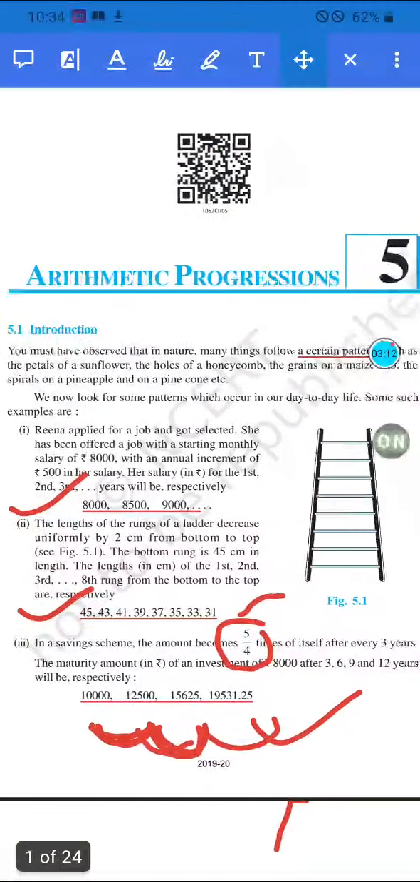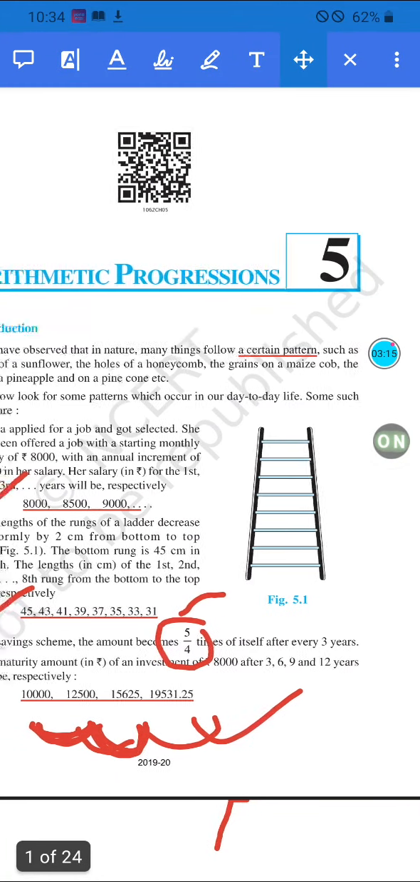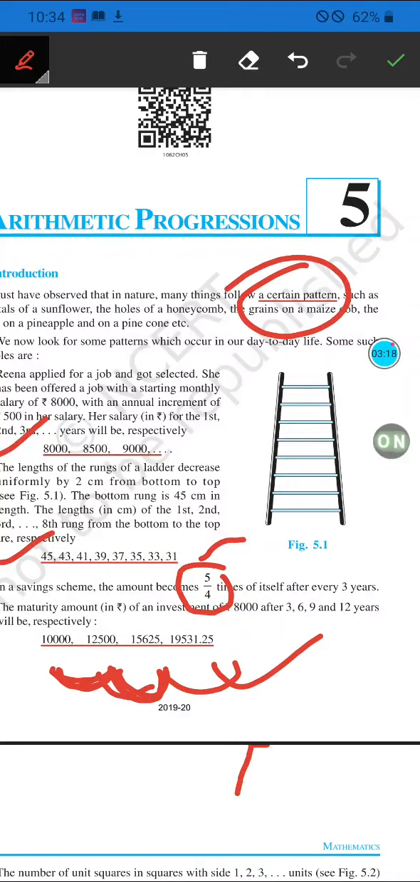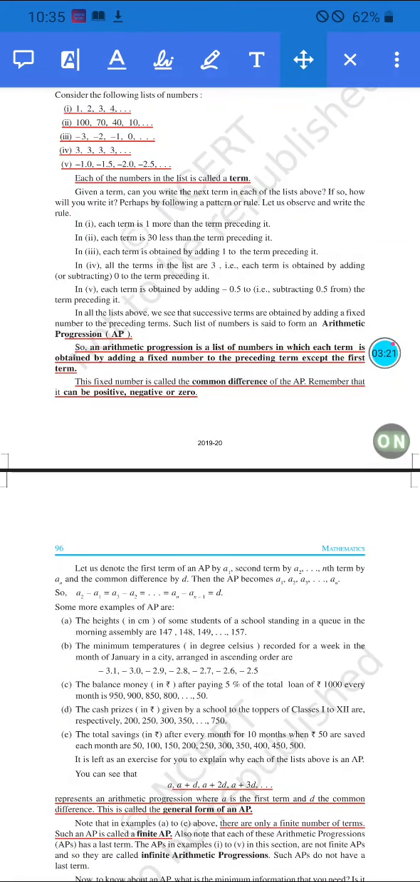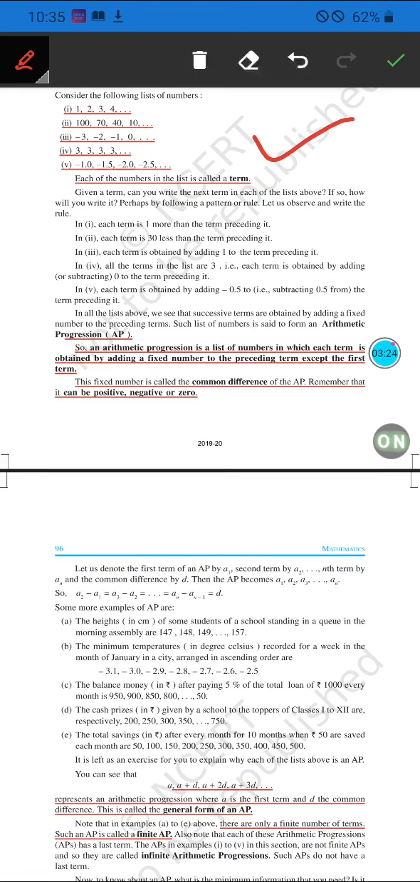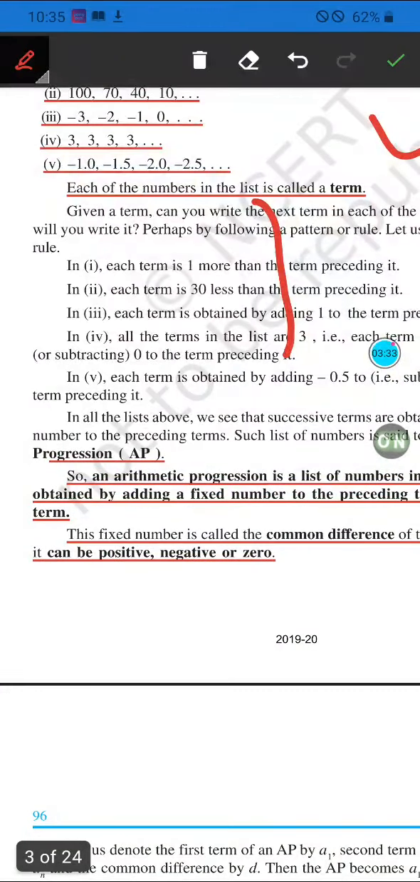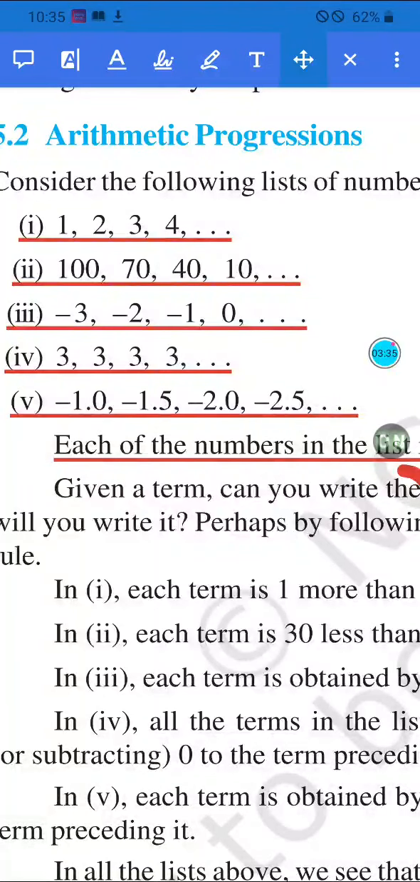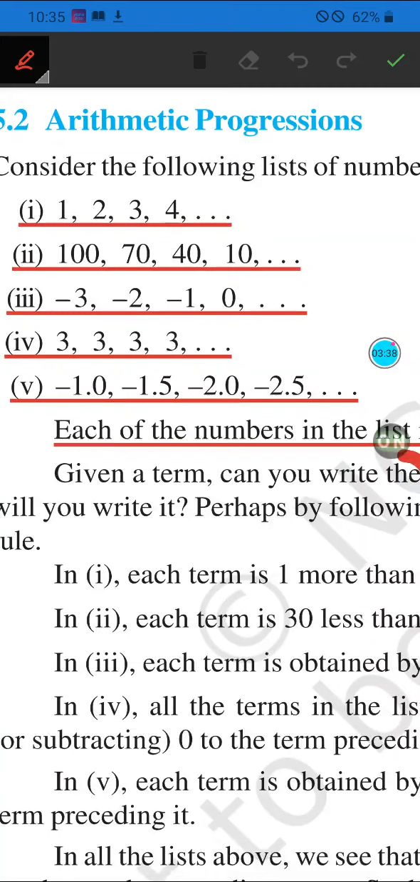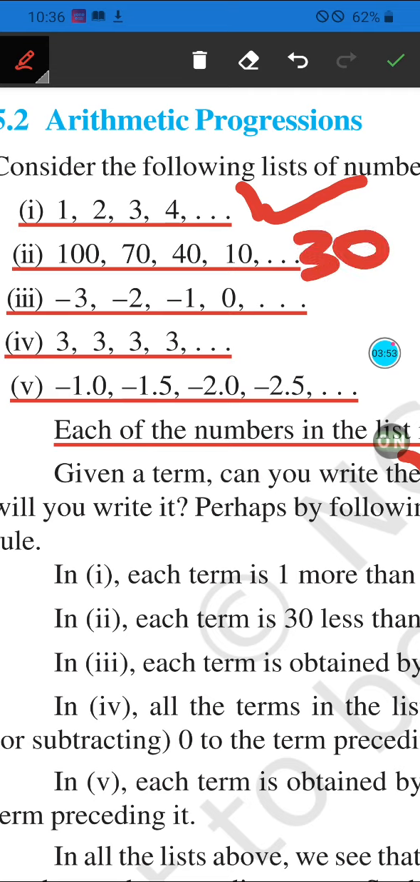What is the pattern? We already told this: numbers following a certain pattern. Here are some examples of arithmetic progressions: 1, 2, 3, 4. Observe the first example. What is the difference between any consecutive numbers? It is 1. Here, 100, 70, 40, 10. The difference is 30. Any consecutive numbers' difference is 30.